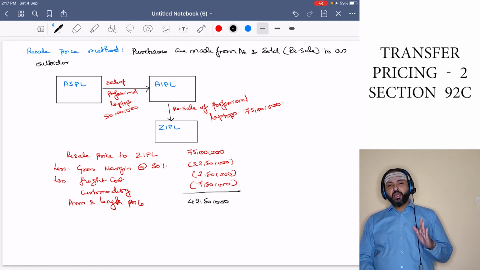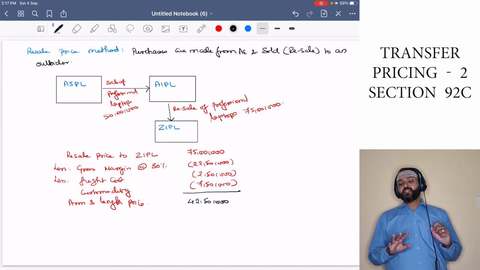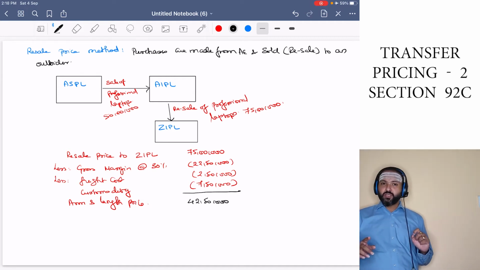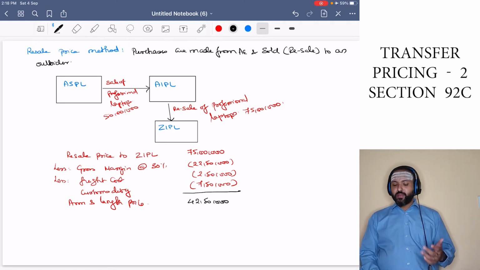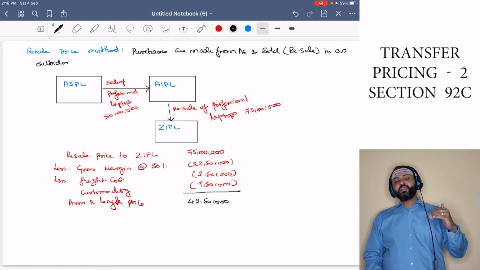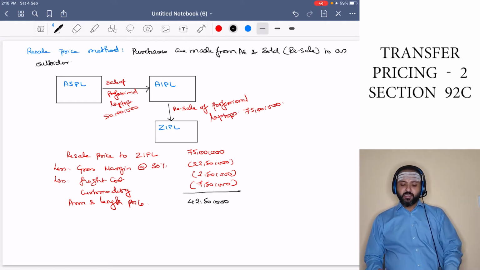AIPL should have purchased from ASPL at what rate? 42 lakhs 50,000. But look into the question. They have purchased from ASPL at the rate of 50 lakhs. Are you able to understand? Instead of purchasing at 42 lakhs 50,000, they have paid more. That is, 50 lakhs has been paid. Therefore, the income that has to arise in India has gone down by 7,50,000.